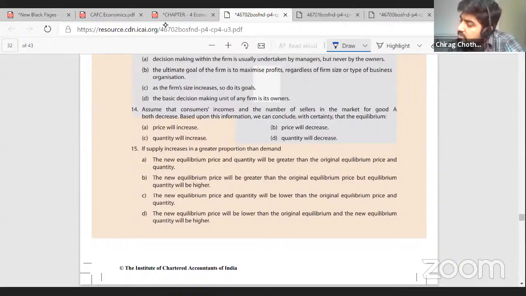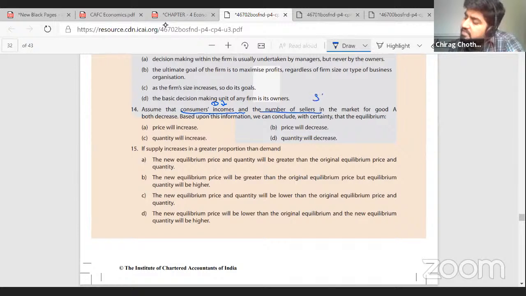Assume that consumers' income and the number of sellers in the market for a good both decrease. Consumers' income decreases. Now students, consumer income decreases, that means demand will decrease. Number of sellers in the market for a good decrease, that means supply will also decrease. What is this scenario? Demand decreases, supply decreases, but we do not know the proportion of fall in demand and fall in supply. We only know that demand is falling and supply is also falling, both decrease.